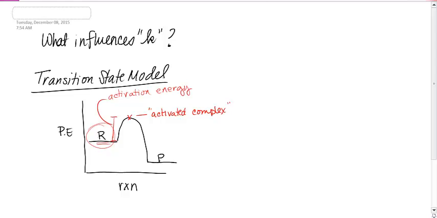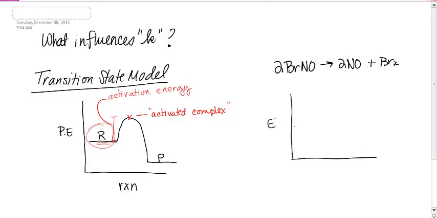Let me give you an actual reaction so that you have an idea. Let's say we were looking at the reaction of 2BrNO breaks down into 2NO and bromine. It's an exothermic reaction. So here's energy, here's the 2BrNO, with their potential energy. A little activation energy, they fall apart, they break into products. So here's our 2NO and our bromine. But up at the top, when these two BrNOs collide with each other, perhaps they form an activated complex.